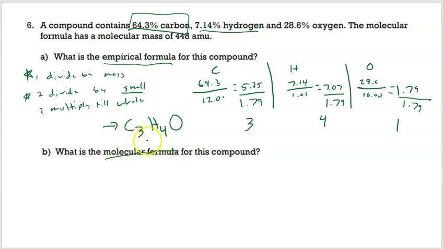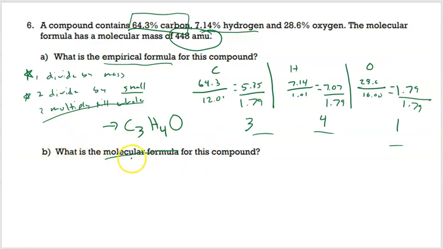All right, but again, that could be C3H4O, or it could be C6H8O2, C9H12O3. All of those are the same ratio, same empirical formula. We're going to use this number right here to figure out which one it is. Oh, by the way, I didn't have to do the multiply till whole because 3, 4, 1 is already a whole number. All right, anyways.